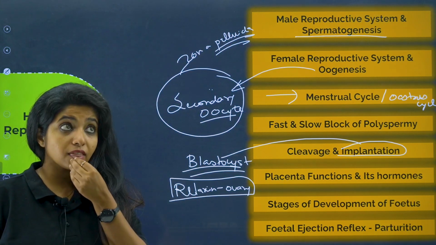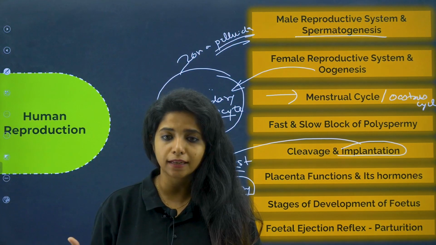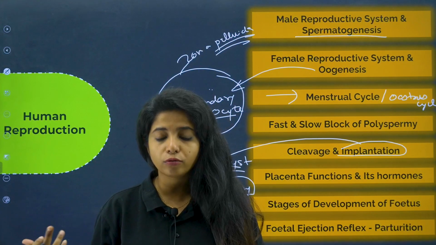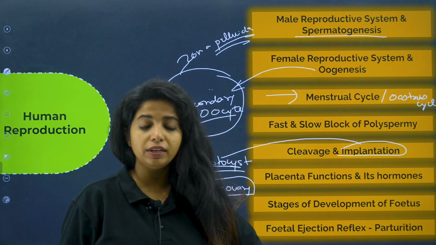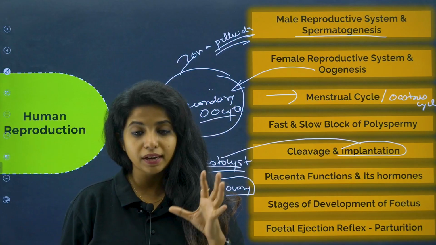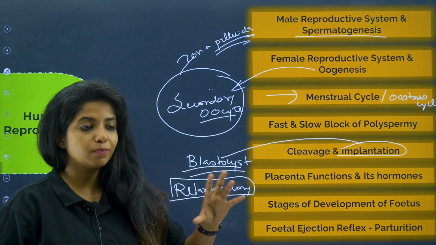There are other hormones also which are increased multiple folds during pregnancy: estrogen, progesterone, prolactin and things like that, and thyroid hormones. So you should be naming them also. Now the stages of development of the fetus: what happens in the 5th month, what happens in the 3rd month and things like that. All those periods are really important. Fetal ejection reflex plus parturition is important, the baby moving out.